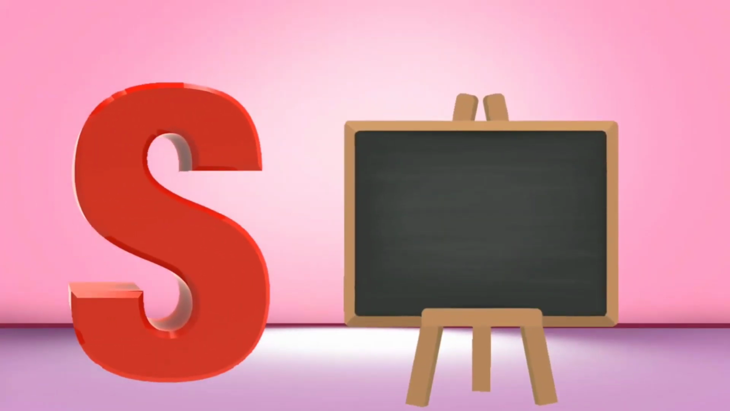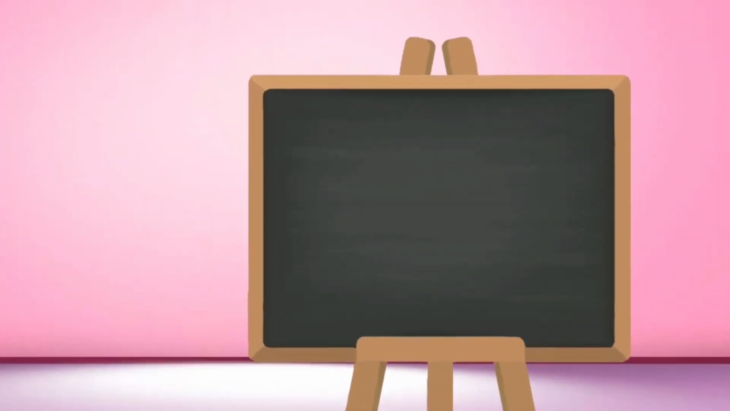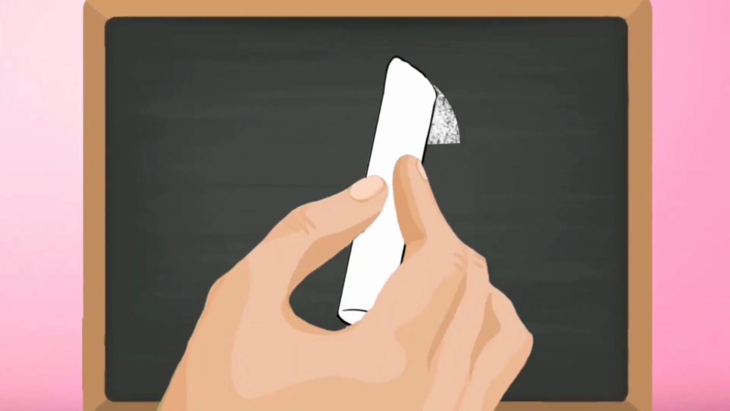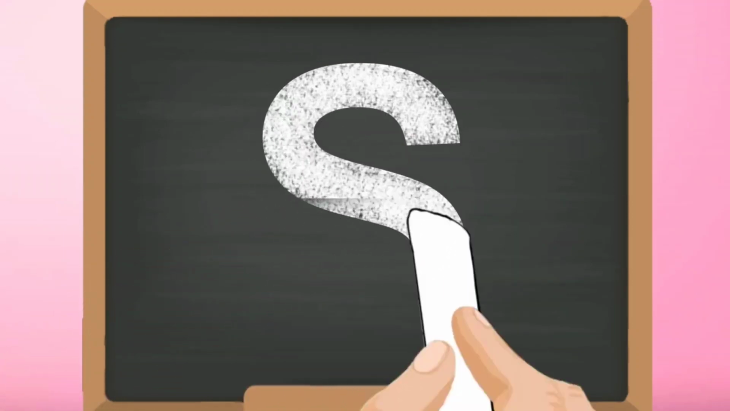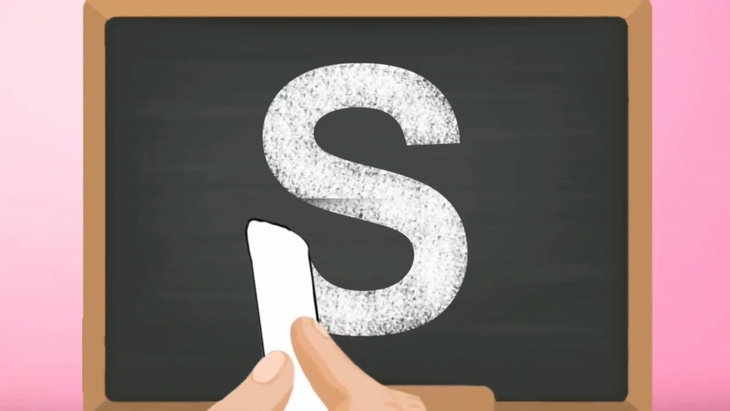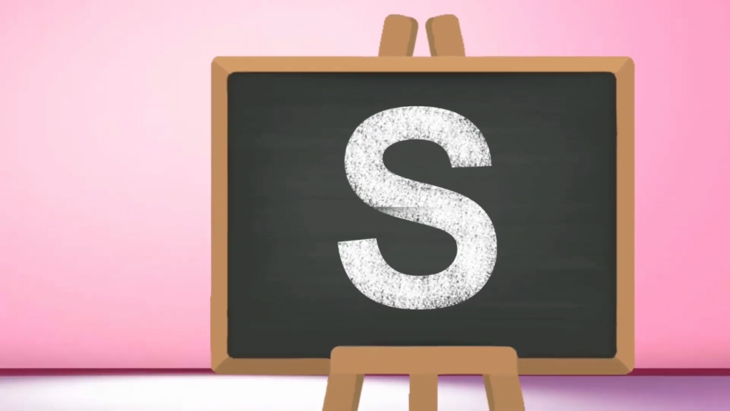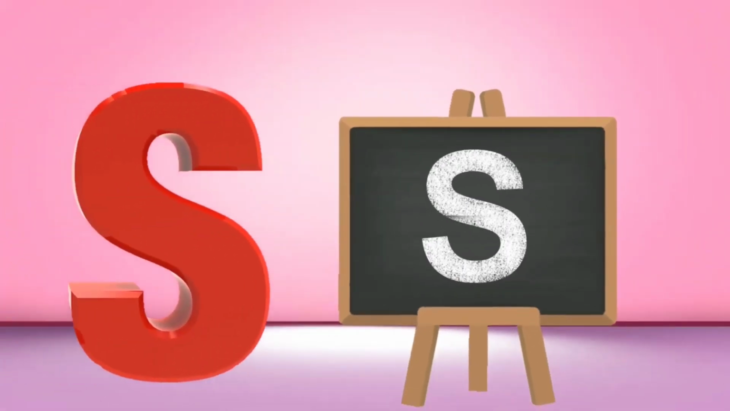S. Capital S. Start from the top and swing to the left and create a curve. Now swing to the right and create another backward curve at the bottom. Capital S.